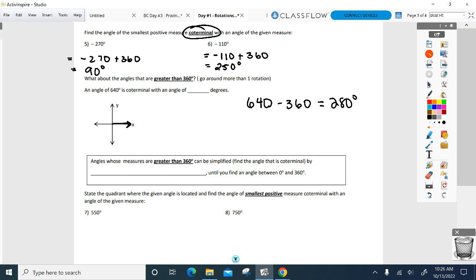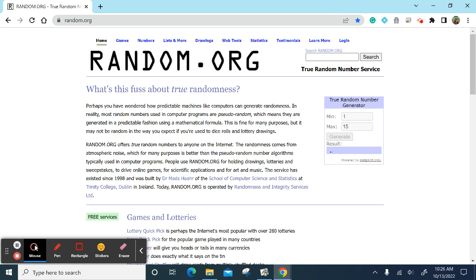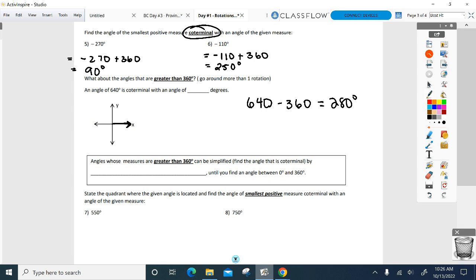It starts on the x-axis. Where's 280 closer to, 270 or 360? We've got it in the fourth quadrant, and in the fourth quadrant, the angles go from 270 to 360. So where's this angle going to be closer to? 270. So everyone make your terminal side closer to 270.